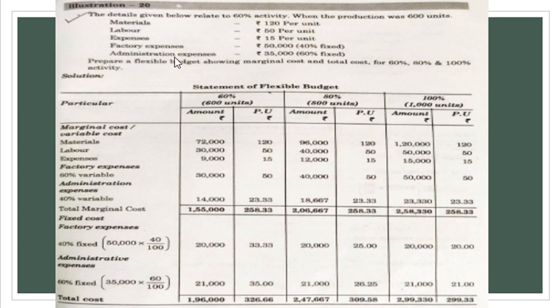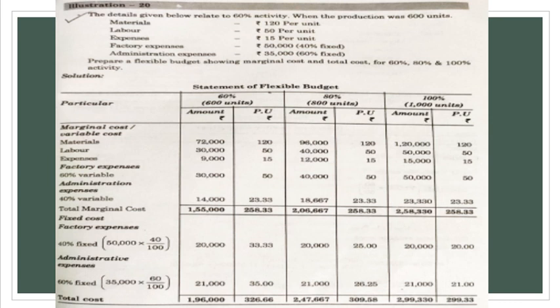Then they have given your factory expenses, which is 50,000. Out of 50,000, 40% is fixed, so the remaining is your variable expenses. We will first take variable expenses into consideration, and then add up the fixed expenses. We are classifying variable and fixed separately because the question asks us to show marginal cost and total cost. We have already discussed marginal cost: it is nothing but the variable cost. So the flexible budget should be prepared by showing all the variable costs and the total cost.